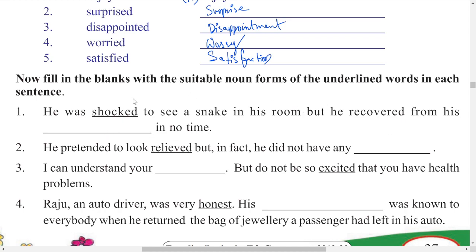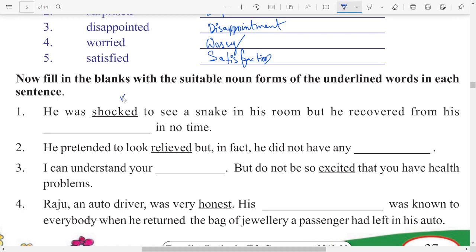Okay, shocked is the verb form here. What is the noun form of shocked? Noun form is shock. Okay, next one, he pretended to look relieved, but in fact he did not have any relief. Okay, next one, I can understand your dash, but do not be so excited that you have health problems. Excited is the verb form here. Okay, so what is a noun form that we can use? Excitement.